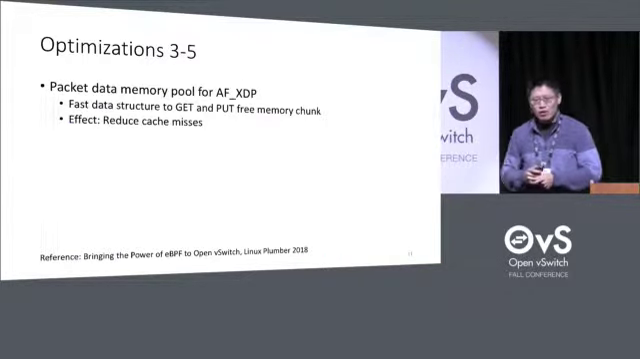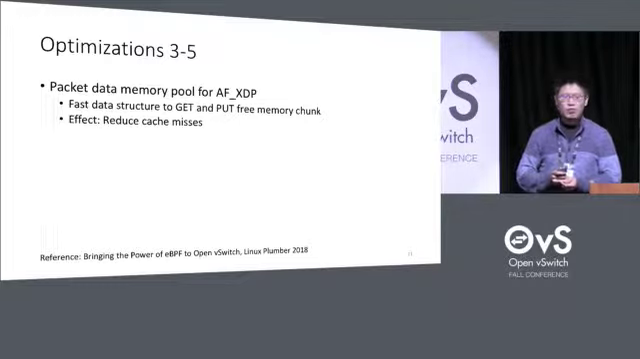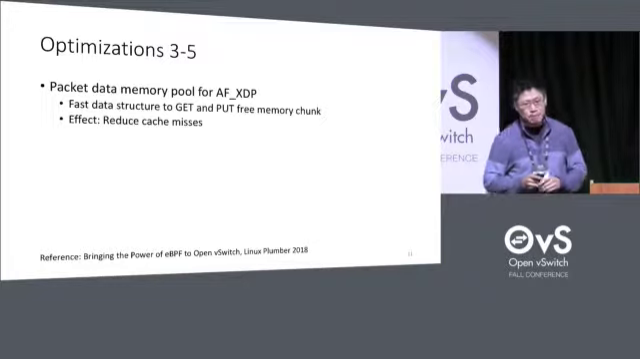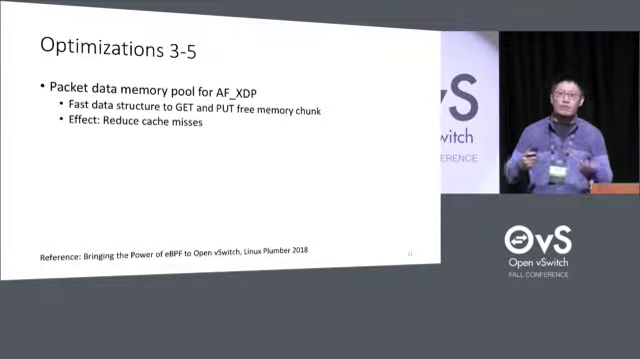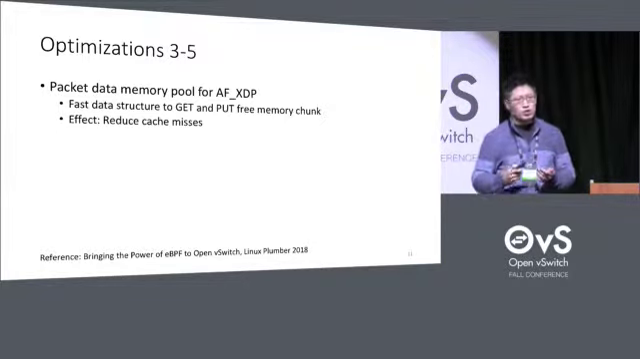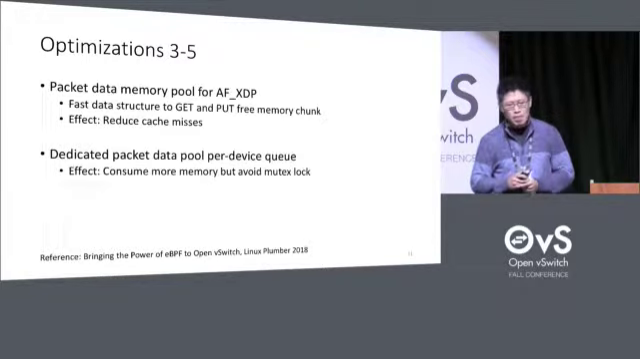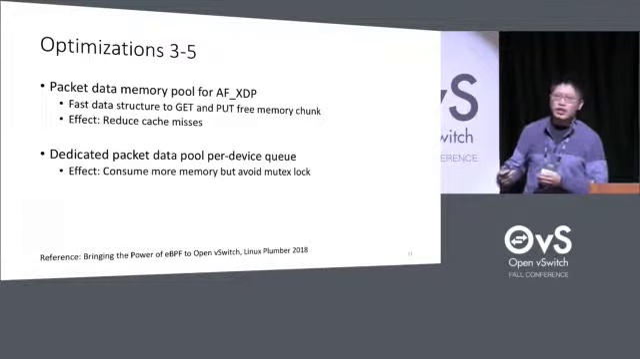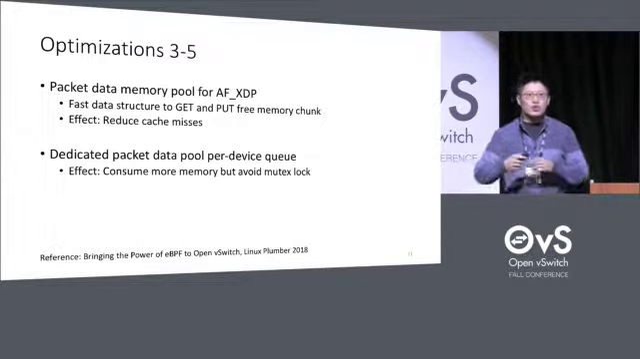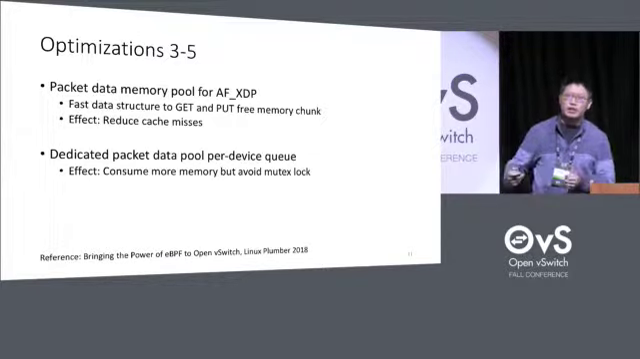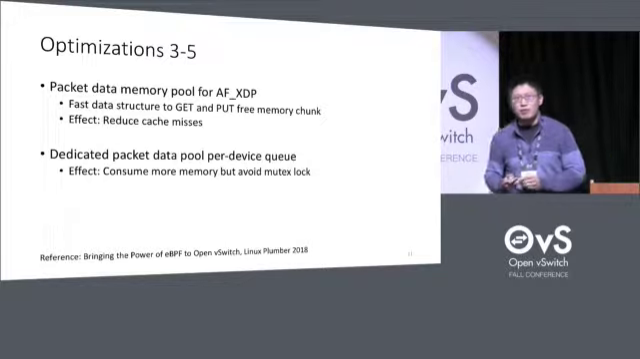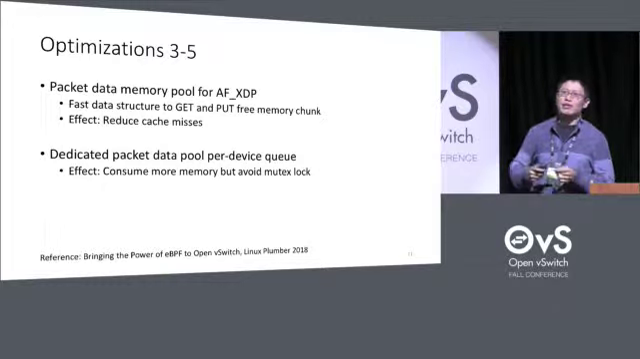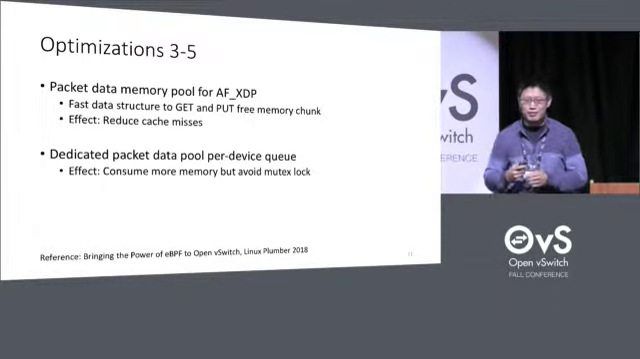And then we have a couple of following optimizations. For example, we have to implement a memory pool for AF_XDP, and make sure the data structure we use is fast enough. And then there's the packet data buffer for AF_XDP. Instead of using a shared buffer, we use a dedicated packet data buffer for each queue, so that we can avoid the lock.